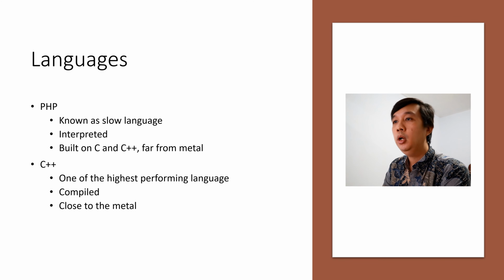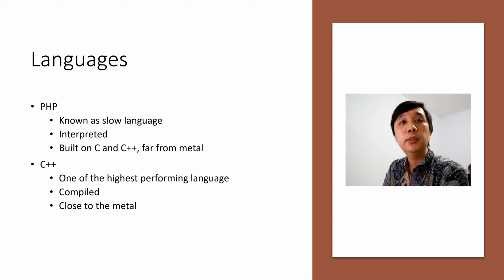On this page, I'm going to tell you about the two languages that we are using for this video. The first one is PHP. It's known as a slow language. It's an interpreted language, so it's not compiled, so it doesn't run natively as machine code. It's built on C, and it's far from the metal, so yeah, it's slow. And the other one is C++.